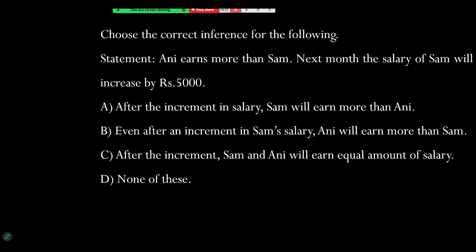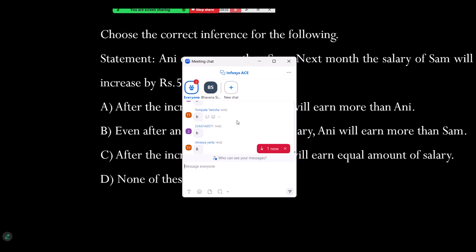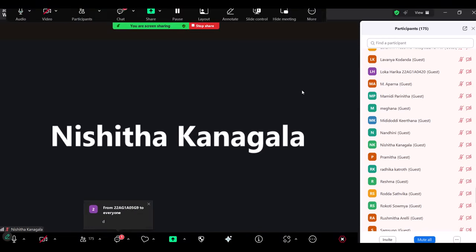Correct inference from the above. Which is correct among options A, B, C, D? Statements and conclusions, statements and assumptions. Which one? Option B. D. Correct, D is correct.